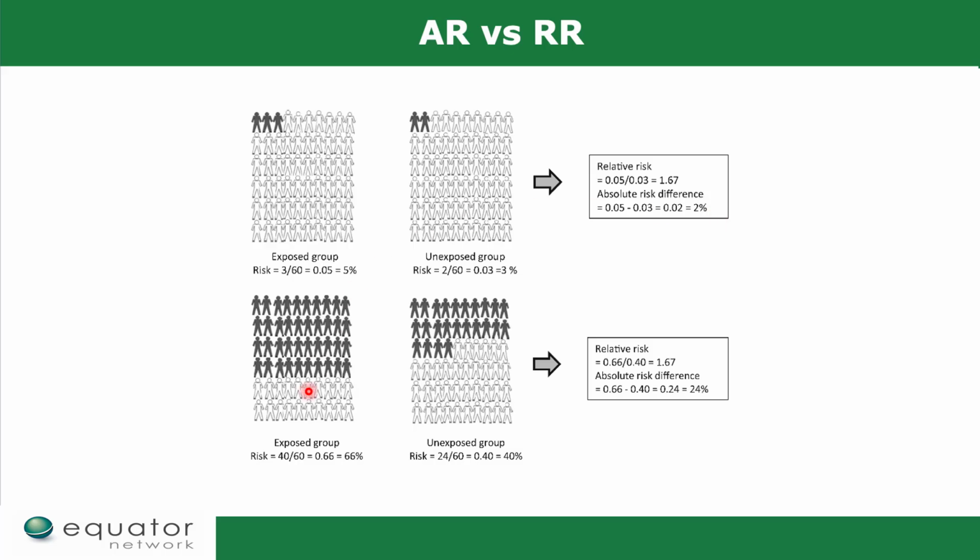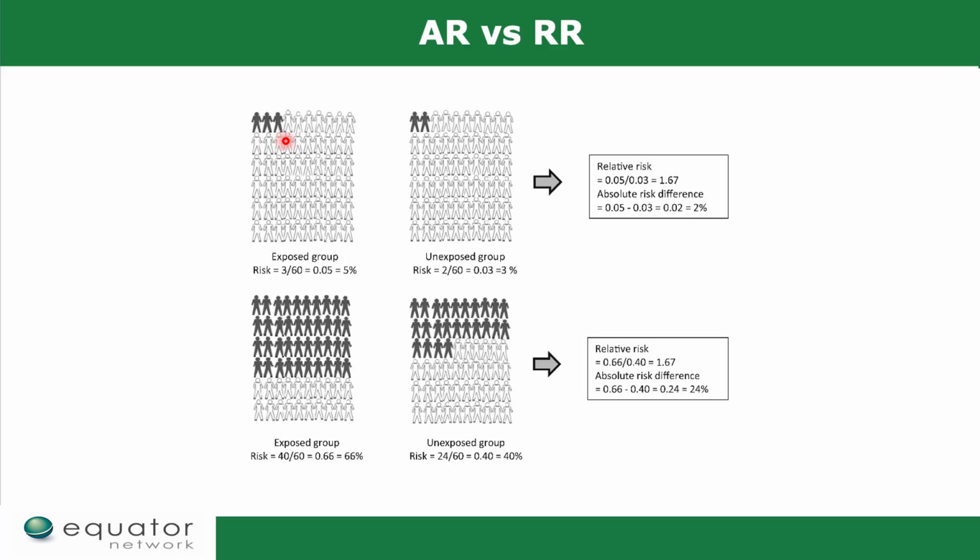In another study, we have a risk of 66% in the exposed group and in the unexposed group of 40%. The relative risk, if I divide this by this, will be the same relative risk as the first study, but the absolute risk difference will be 24%.